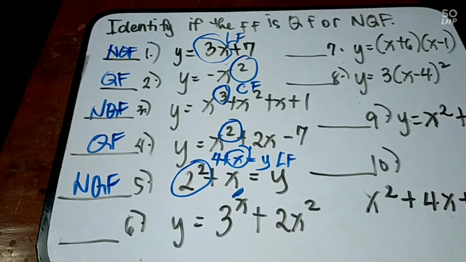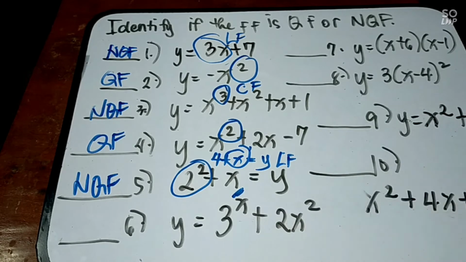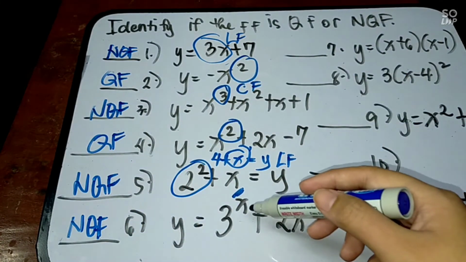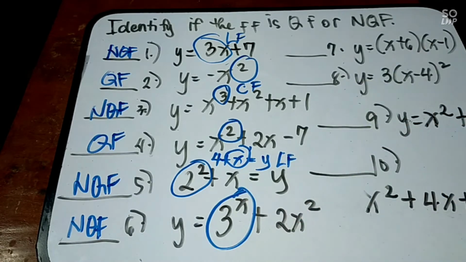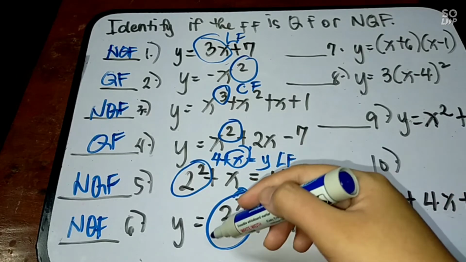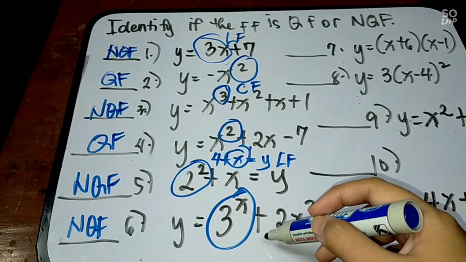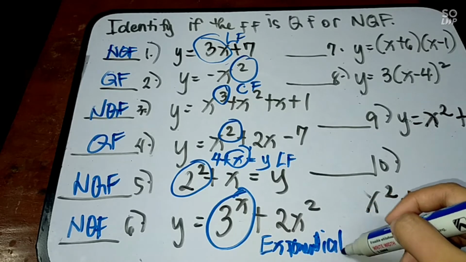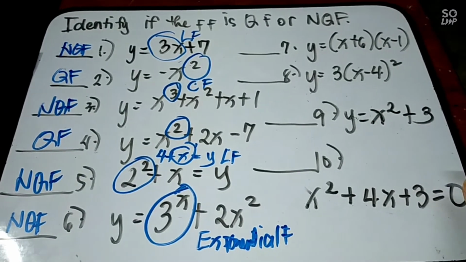Okay? Next tayo, let us have number 6. y is equal to 3 raised to x plus 2x squared. Quadratic function or not? Okay, so this one is not a quadratic function pa din. Bakit? Kasi meron kang exponent na variable. So, oo nga't meron ka ditong quadratic, pero meron kang exponent na variable dyan. So, ito ay pwede mong mailagay as exponential. Exponential function naman ang tawag dyan. Is it clear?